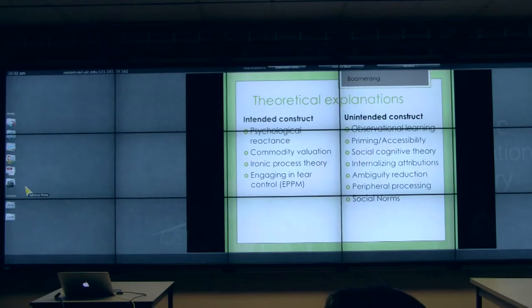Let's take the second one. What are some of the intended constructs in that message? Threats. Yes. Fear appeal, threats, right? What else? Broader ramifications. Broader ramifications of what happens when you take drugs. Things get smashed everywhere. The kitchen is a mess. Everything is smashed.